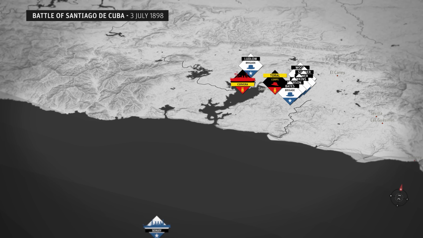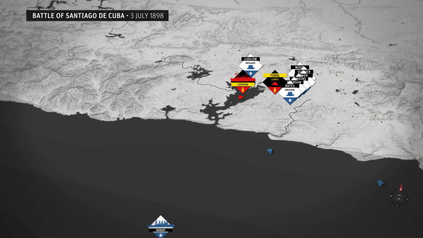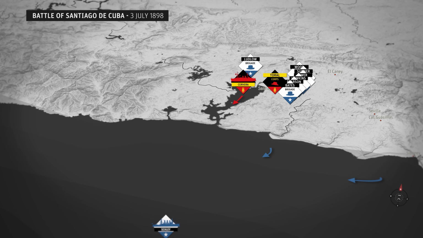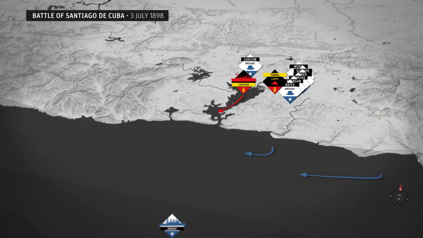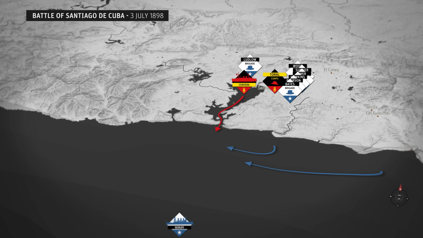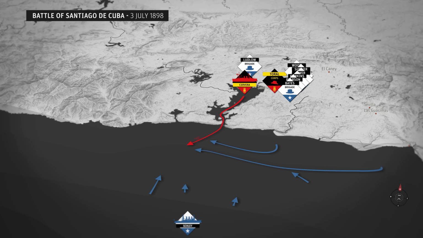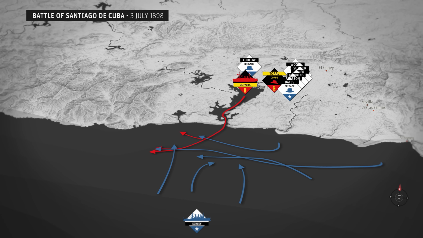On July 3rd, Admiral Cervera, fearing assault from both land and sea, attempted to escape the harbor, but the superior US Navy destroyed his fleet. Spanish Lieutenant Joaquim Bustamante recalled the effect of the American guns.